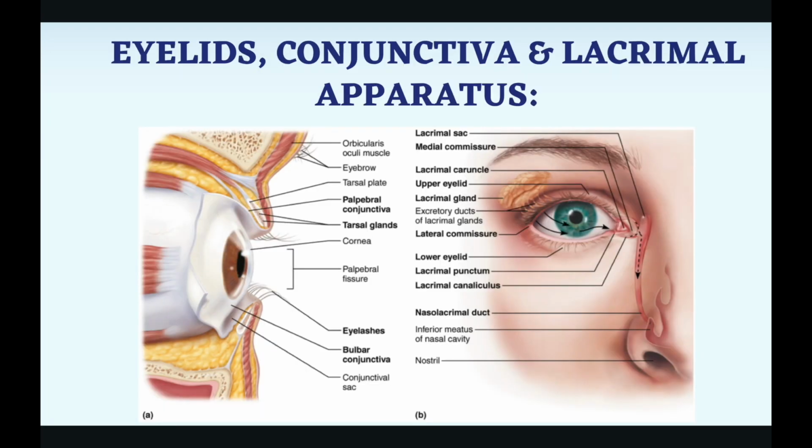Eyelids, conjunctiva, and lacrimal apparatus. In cross-section, from outside in, are skin, orbicularis oculi, or the sphincter muscle, fibrous tarsal plates, and conjunctiva. There is no subcutaneous fat deep to the skin of the eyelids. Skin is devoid of hair except at the eyelashes. Tarsal plates act to stiffen the eyelids.